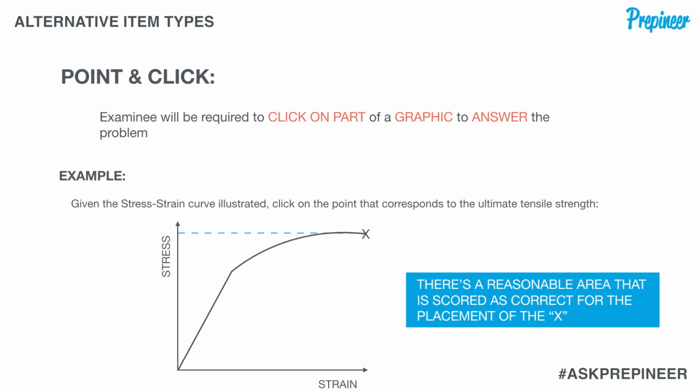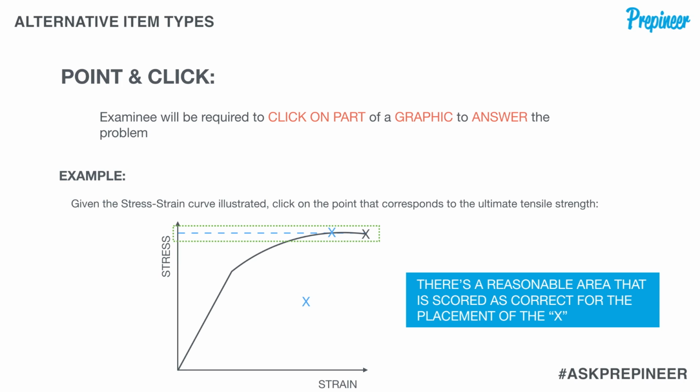Now the NCEES is going to define some reasonable area that will be scored as correct for the placement of your X, or where you click on the diagram. I don't know how this is going to be defined, but this is my best guess. Say that we click here on the diagram where I just have that blue X, or we click here on the curve where we see that second blue X.